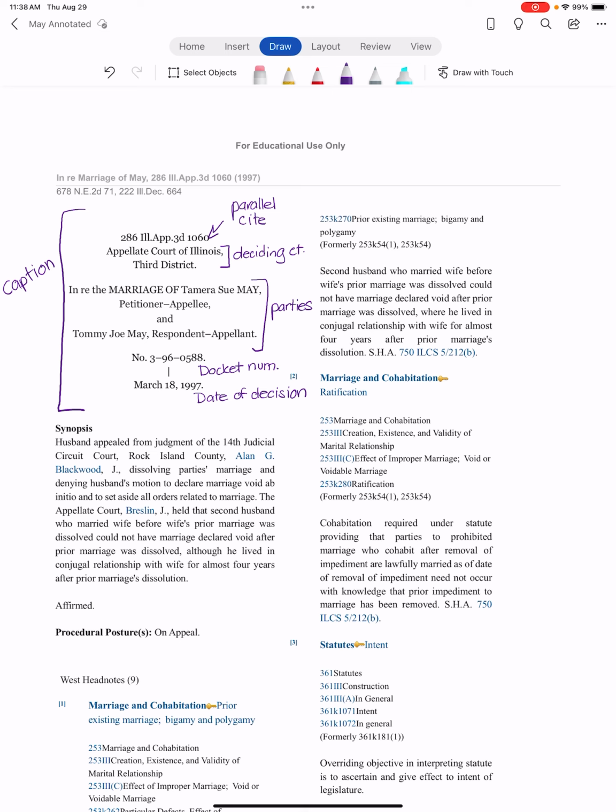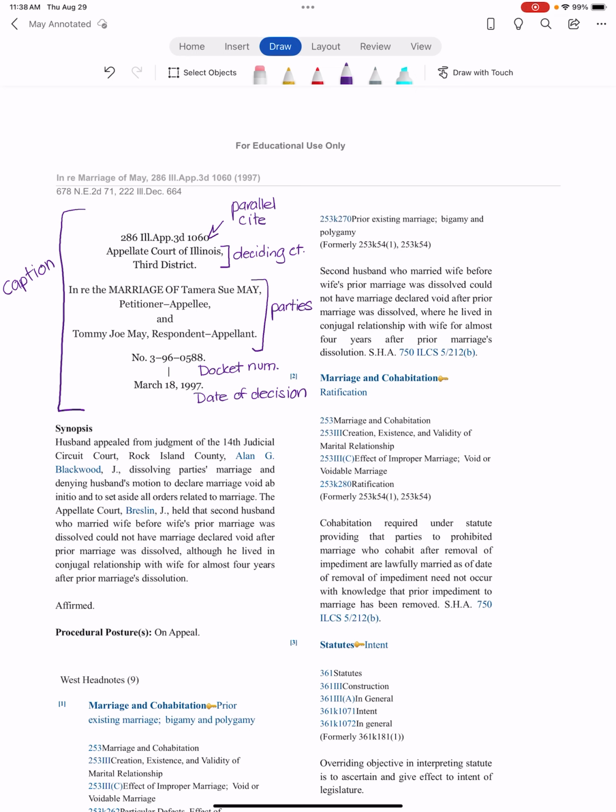So with this copy, what you can see is that I've already put in a couple of annotations to show you where the different components are. You can see it starts off with the caption. Just above the caption are some additional parallel cites that you can use to cite the case, the deciding court, the parties, the docket number, the date of decision. Most of the other components that we talked about in class are actually labeled right on the print.